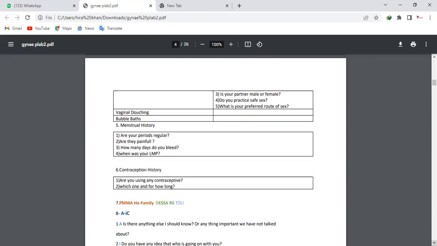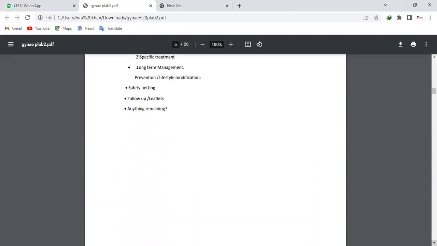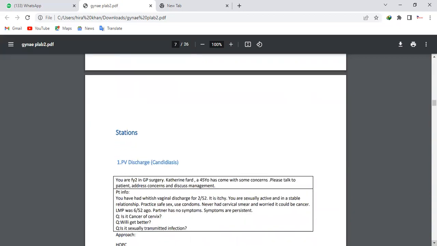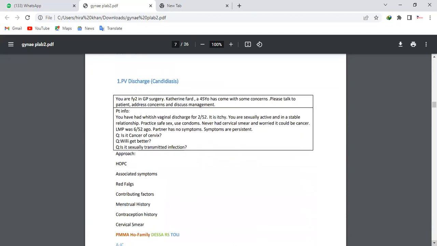Okay. All right. So let's discuss the scenarios. First of all, the stations. The first station is the pervaginal discharge, which is candidiasis. So the scenario is you are in a GP surgery. Catherine Ford, a 45-year-old, has come with some concerns. Please talk to the patient, address the concerns, and discuss the management.